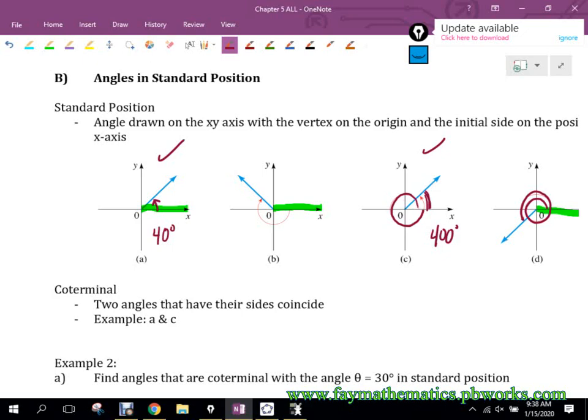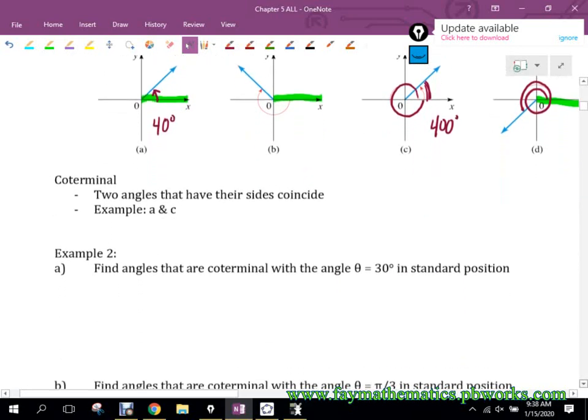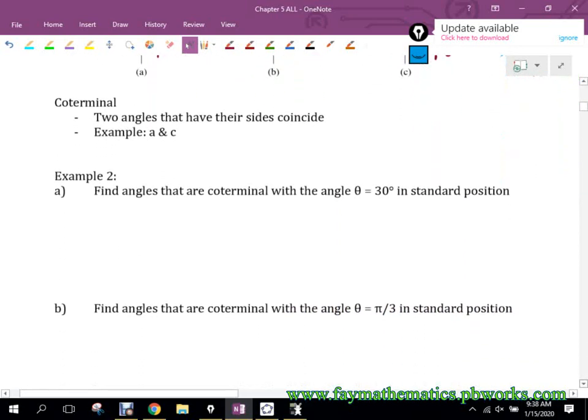So like 40 and 40, we really want to call those the same angles. Does that make sense? Well, 40 and 400, they're coterminal. 400 and 760, they are coterminal. 40 and 760 are coterminal. Does that make sense? So what they ask us to do eventually is find angles that are coterminal with some provided angles.